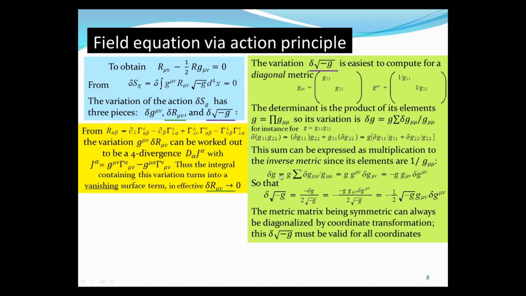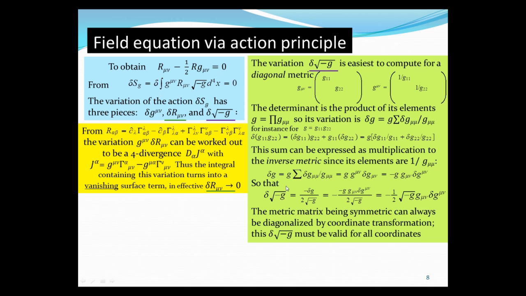And this sum can be expressed as a multiplication of the inverse metric, since each element is 1 over the diagonal element, times the variation of the metric. Now, since the product g^{mu nu} g_{nu rho} is constant, its variation equals 0, so I can rewrite this as the metric times the variation of the inverse metric, with a minus sign.